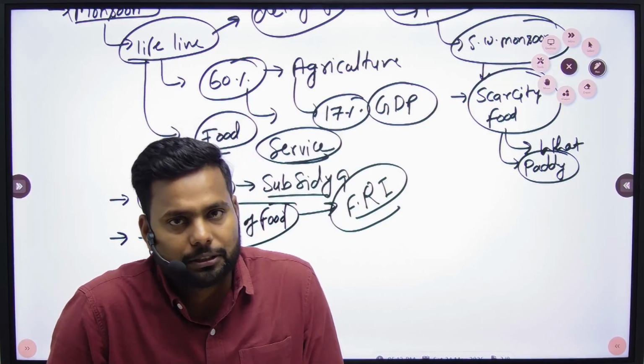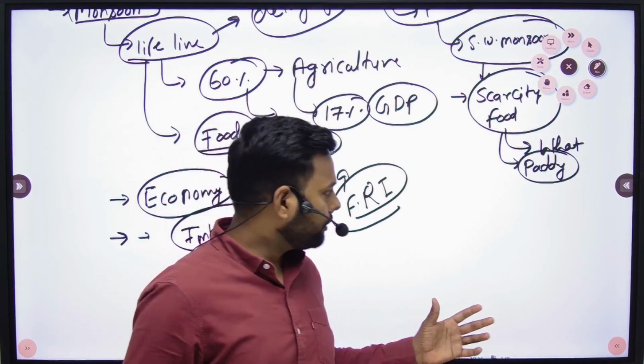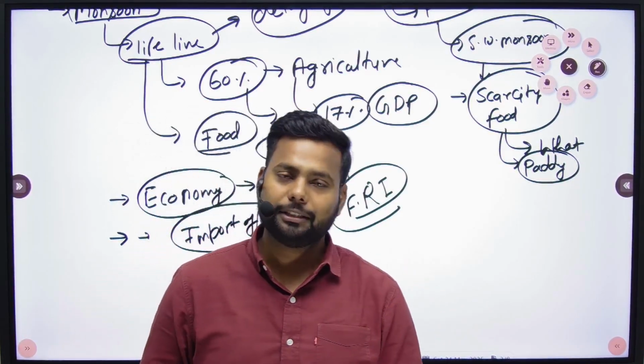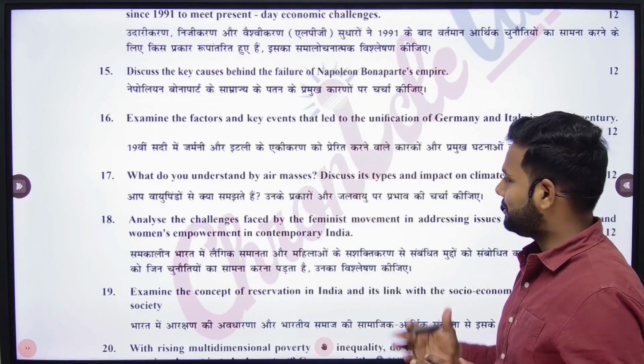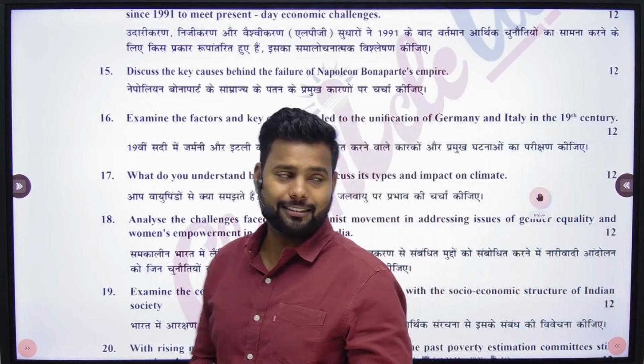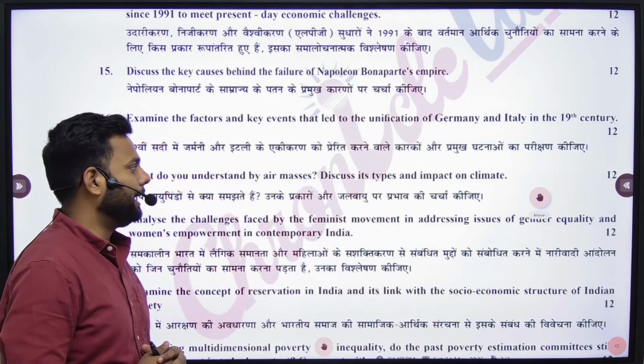Okay, so ये एक ओवरऑल डिस्कशन है, थोड़ा मानसून का लंबा डिस्कशन होता है, आपको क्रंची फॉर्म में इसमें से पॉइंट्स निकाल के लिखने हैं. Okay, what do you understand by air masses? Discuss its types, impact on climate.